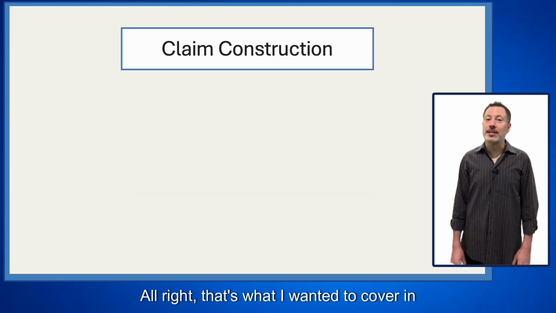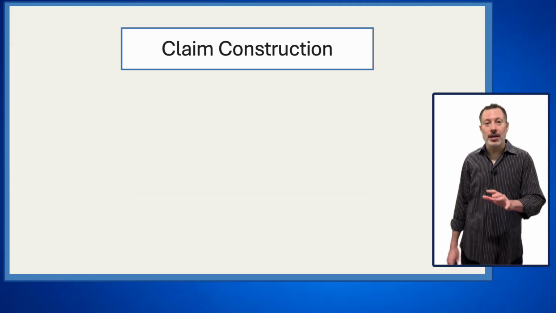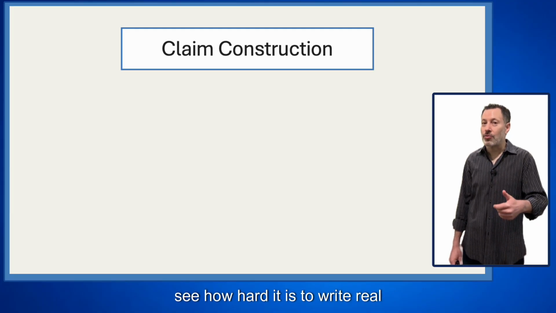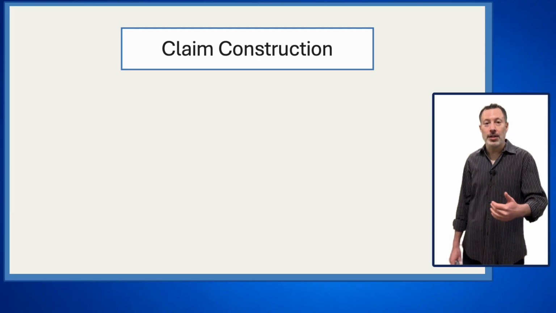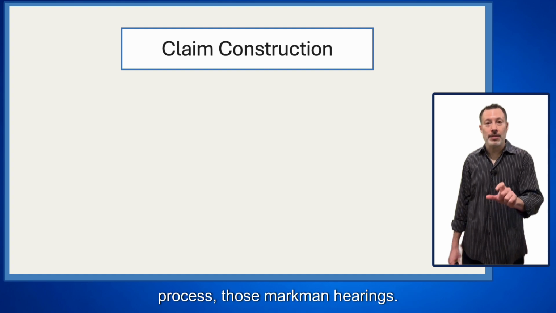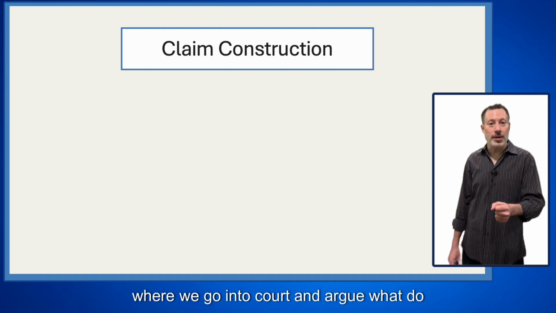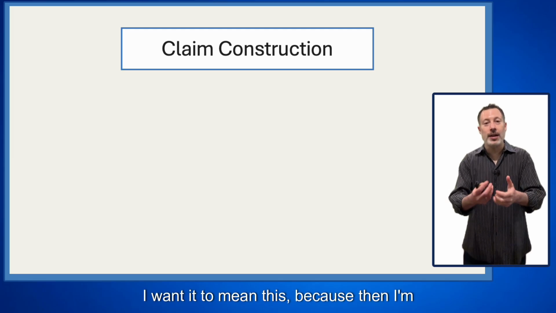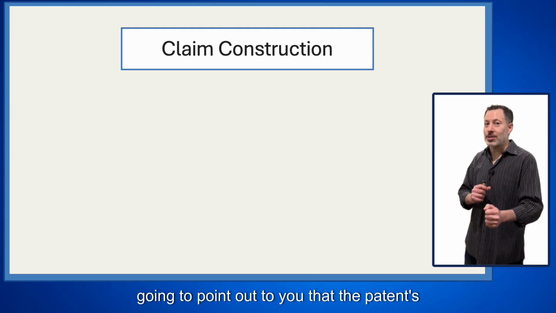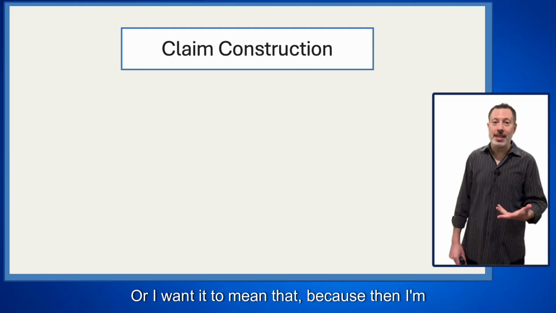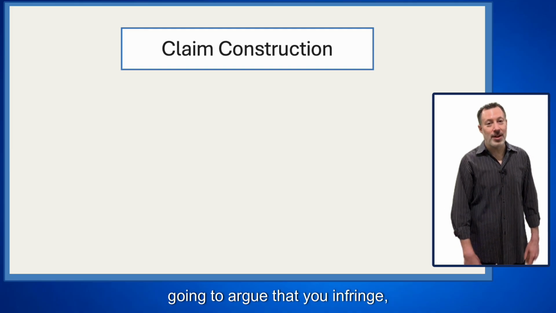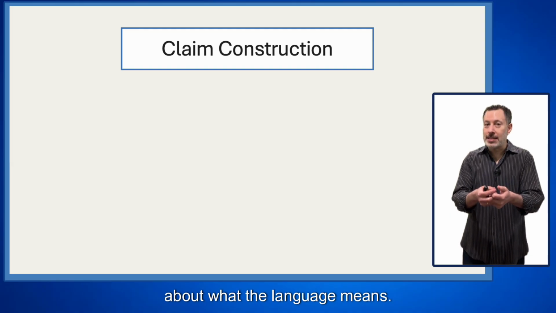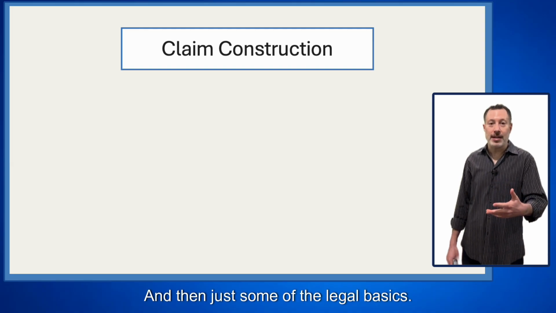All right, that's what I wanted to cover in this video. Big takeaway is I wanted you to see a bunch of examples. I wanted you to see real claim language, see how hard it is to write real claim language. I wanted you to see a little bit about the process. Those are Markman hearings where we go into court and argue what do the claims mean, kind of arguing strategically. I want it to mean this because then I'm going to point out to you that the patent's invalid. Or I want it to mean that because then I'm going to argue that you infringe. Right? These Markman hearings where we fight about what the language means, and then just some of the legal basics.